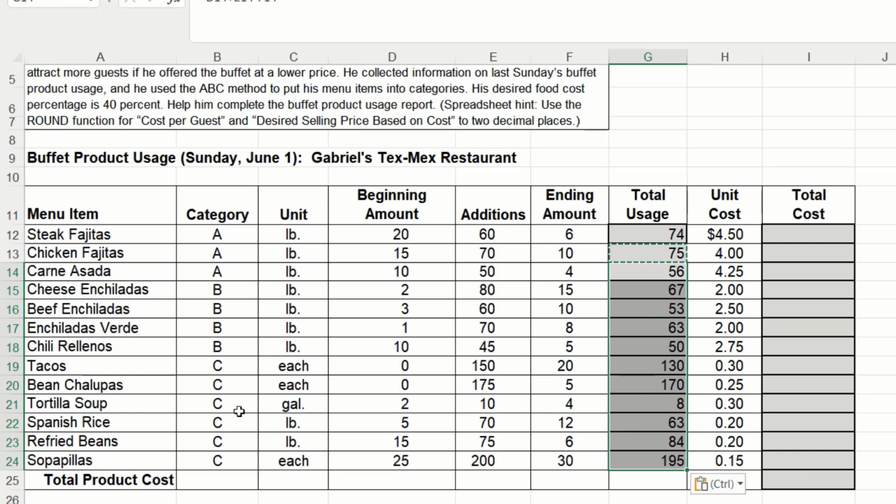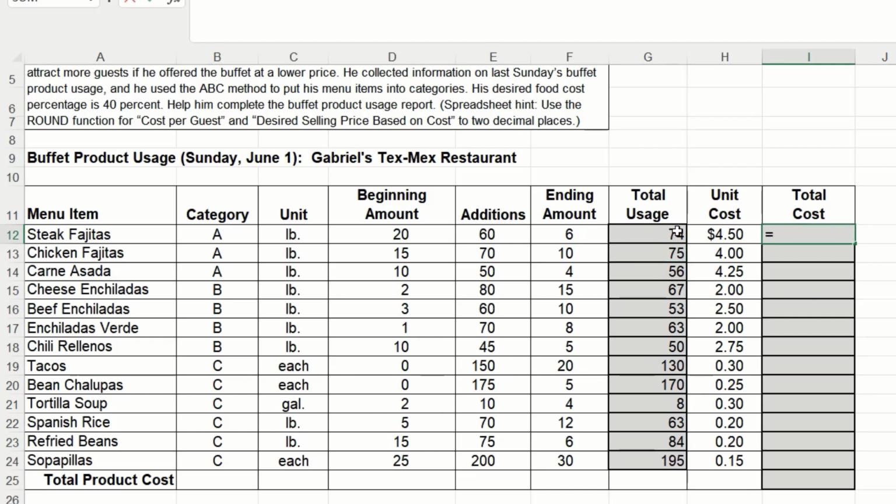All right, so we see here 170 chalupas, 8 gallons of tortilla soup, 63 pounds of rice, 84 pounds of beans. Okay, so throughout the entire brunch, that's their total usage of product. Let's see how much that cost him though.